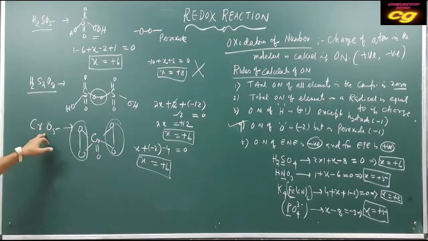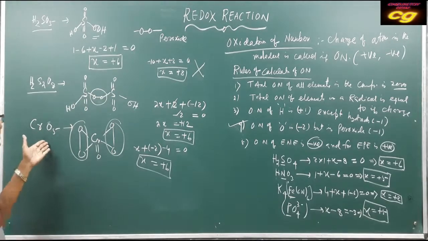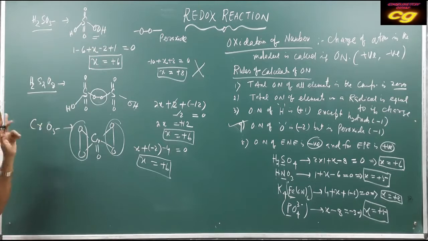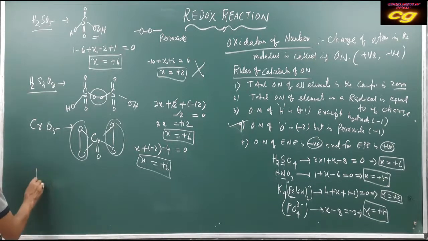If you calculate roughly using the traditional method, x minus 2 into 5, x is equal to plus 10. So it is wrong. So structure is very important to calculate this oxidation number. Another method, I will give another example: for example, hydrogen cyanide.